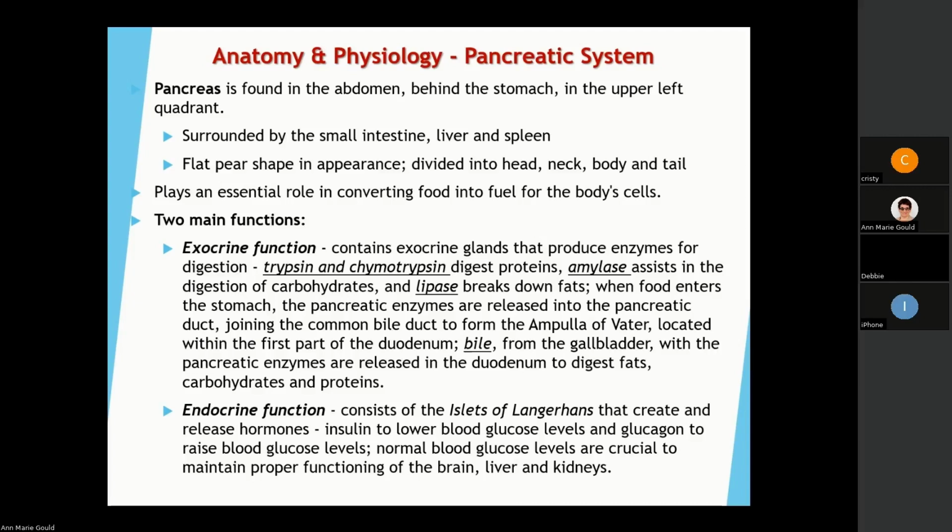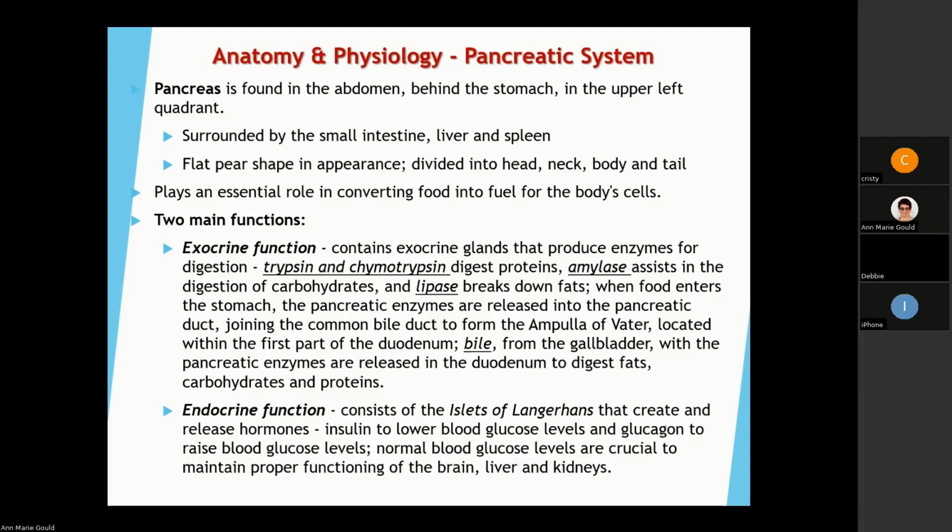So it has 2 main functions. Your first function is an exocrine function. These contain exocrine glands that produce enzymes for digestion. So mainly it's your trypsin and your chymotrypsin that digest proteins. Your amylase assists in the digestion of carbohydrates. And of course, your lipase breaks down fats.